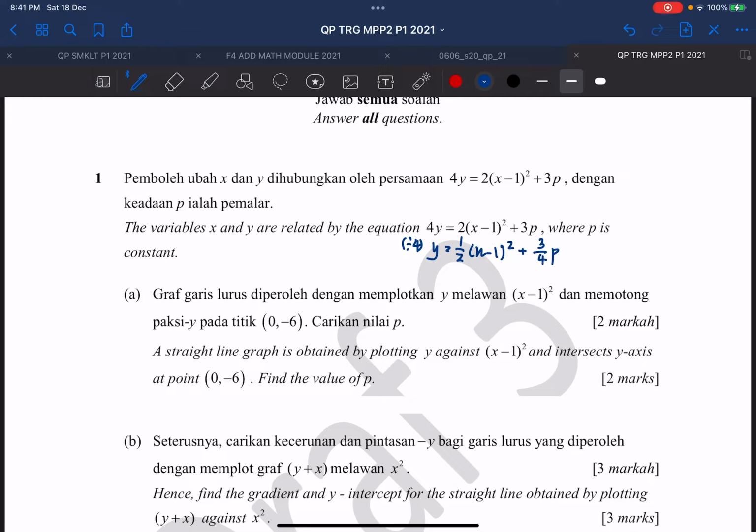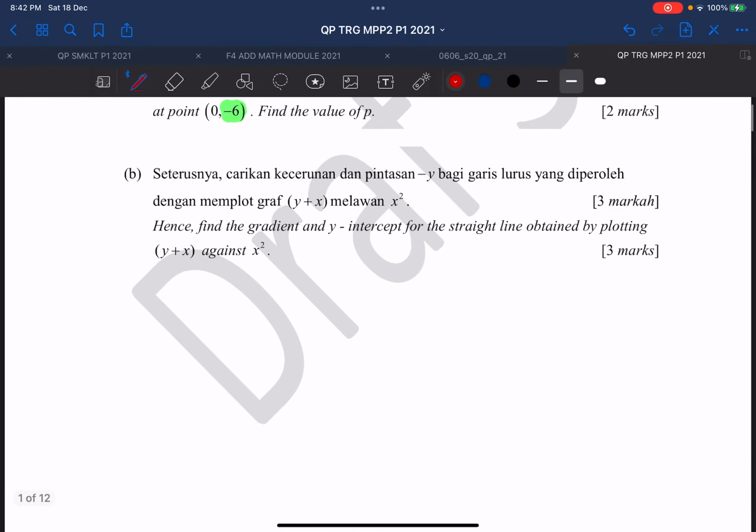And it's stated that the y-intercept is -6. And in the equation, we have expressed it in y equals mx plus c. So the 3 over 4 p actually represents the y-intercept. So we can just equate them. 3 over 4 p will be equivalent to -6, and p will give us a value of -8. That's all for this question. So you'll get 1 mark when you express the equation in terms of y equals mx plus c, and get 1 mark when you get the answer. So we move on to question b.